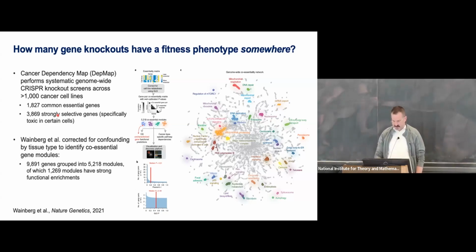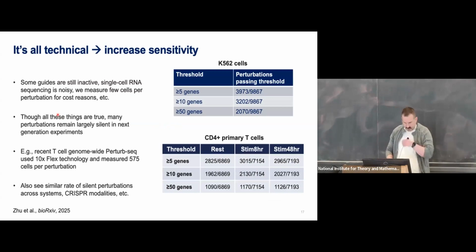There's a bunch of different explanations. I could just go through a couple of them in the time. I don't know how much time I have left. So the one thing that I think will jump to mind for people is that it's all technical. Single-cell RNA-seq is noisy. We don't measure very many cells per perturbation, etc. I think there's emerging evidence that it's not the case.